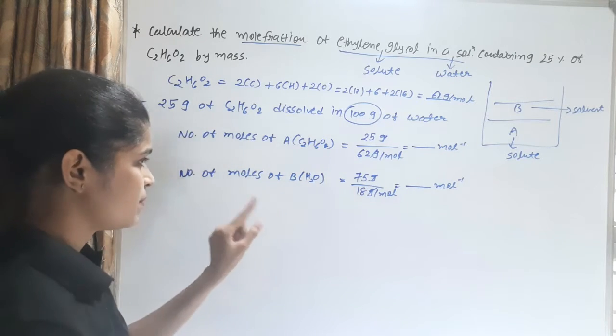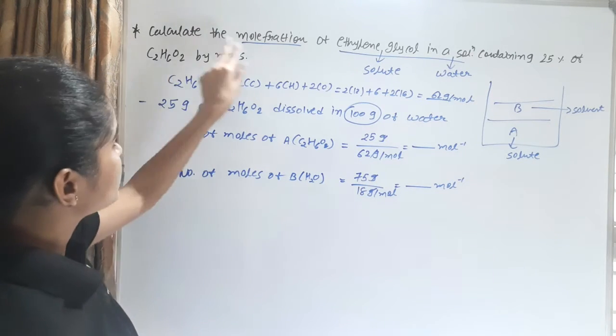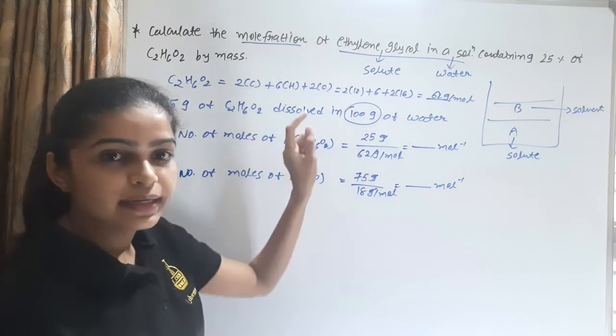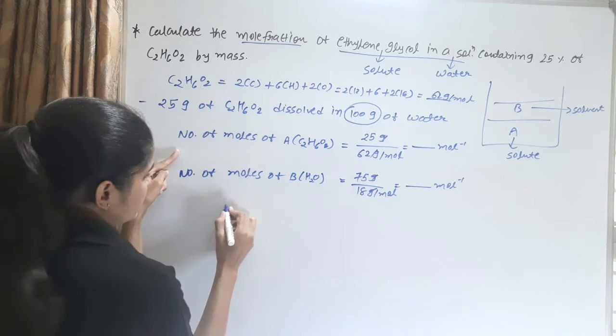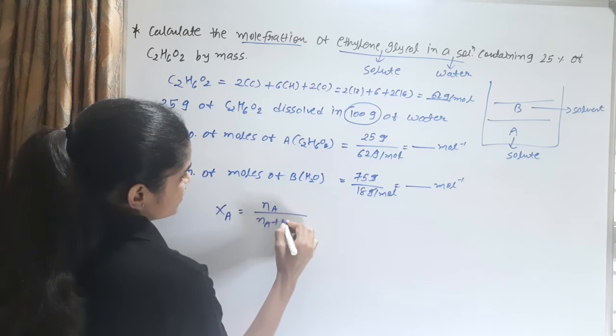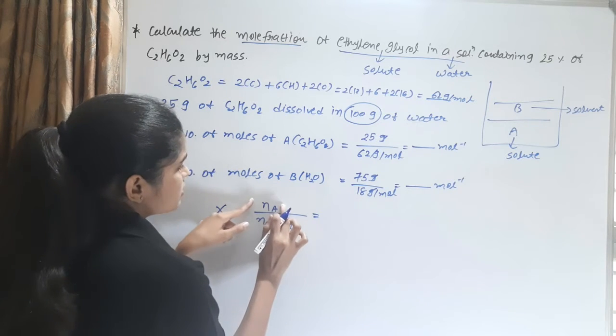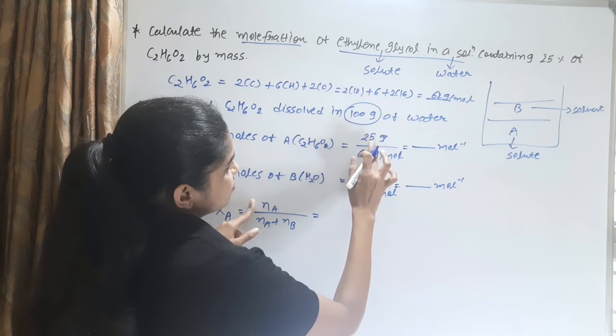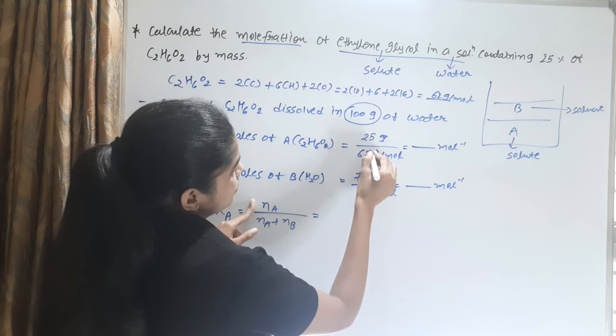So we have Na and Nb. Then we find the mole fraction of ethylene glycol. We only need ethylene glycol. So XA is equal to Na upon Na plus Nb. This is the number of moles of A. So this answer gives 25 and 62.